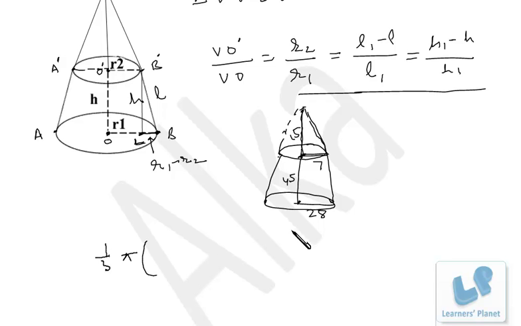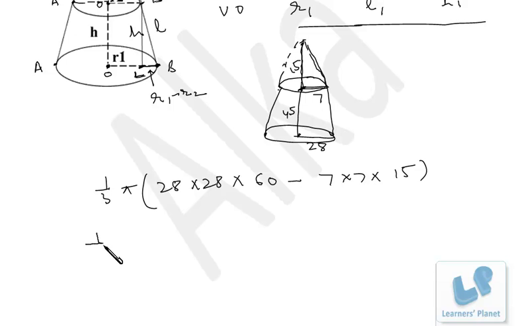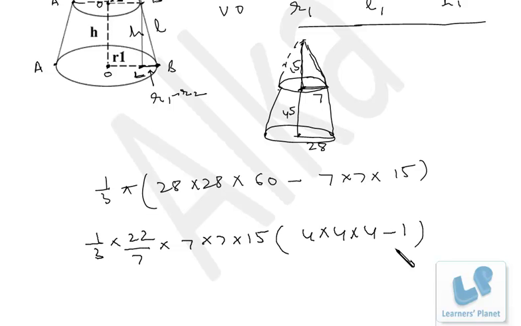So that is 1/3 pi r square h, right? So r square is 28 into 28 into h, which is 60, minus r square h. So 7 into 7 into h, which is 15, right? Now we just solve it simply. You can take 7 into 7 into 15 as common. So that is 4 into 4 into 4 minus 1, so that is 64 minus 1, or I can say 63. Then multiply by 3. Just multiply all these figures and you'll be able to get the volume of this frustum, right?